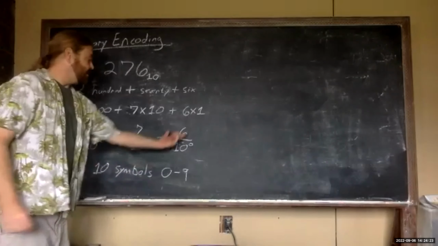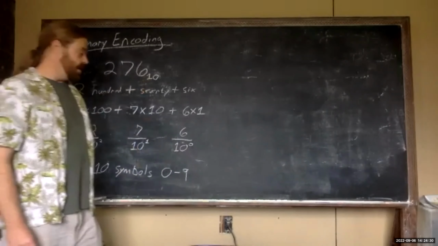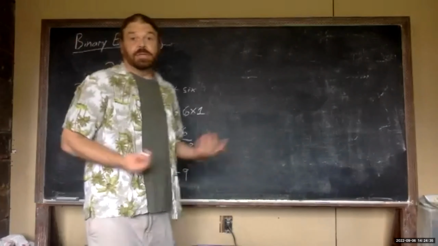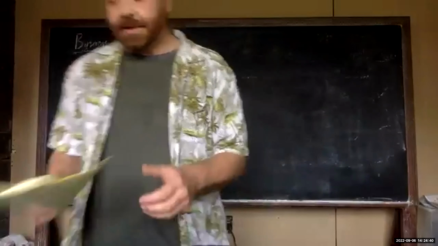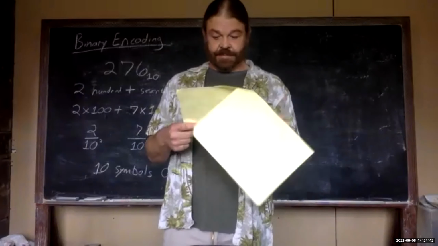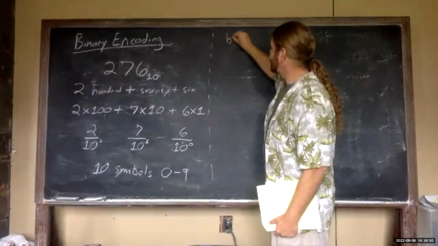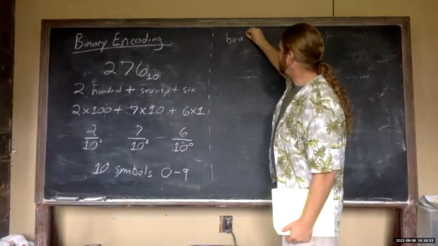So we have 10 symbols, we organize them into columns. Each column is a power of 10, and those add up to do the math that we're familiar with from our daily lives. But there's nothing special about 10. We can use any number we want. What did I use in my notes here? 7. Lucky number 7. So we could do the same thing with base 7. Oh, another thing, base 10 is called decimal.